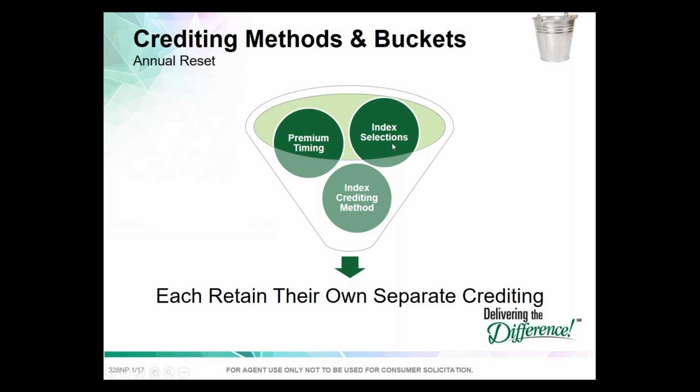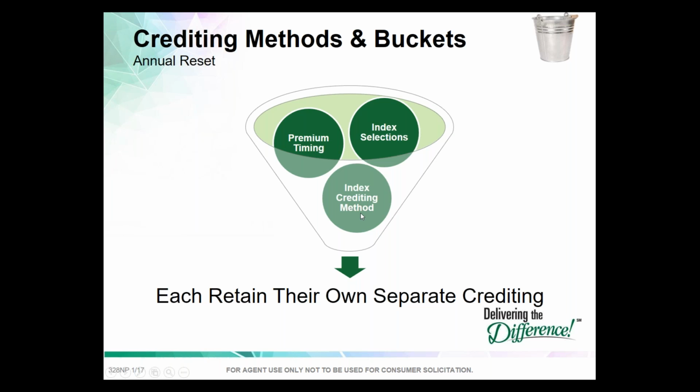We also need to consider that they might mix and match different index selections. Someone might say, well, gosh, I really like that multi-index selection. Let's put half of it into that and half of it toward the S&P 500 point-to-point. Well, if you put one into one index selection and one into another index selection, you're going to need a separate bucket or measuring tool for each one.